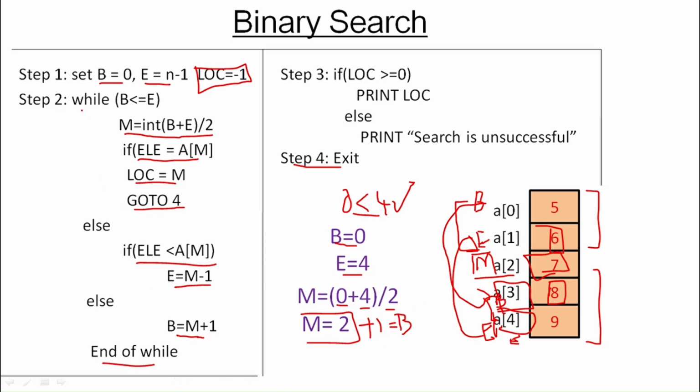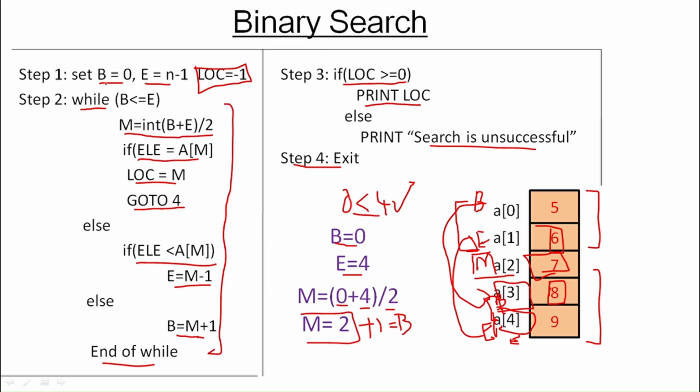Here we have used a while loop, right? We will end it, and in step 3, same as the linear search, if location is greater than or equal to 0, then only it prints the location, else it prints search is unsuccessful. So only this is the main body we have to understand. This is all common.